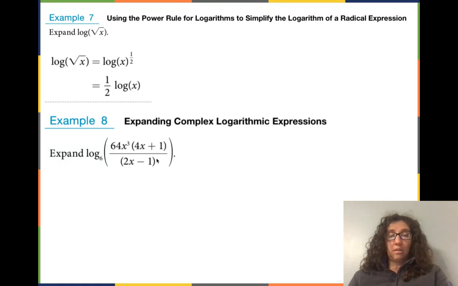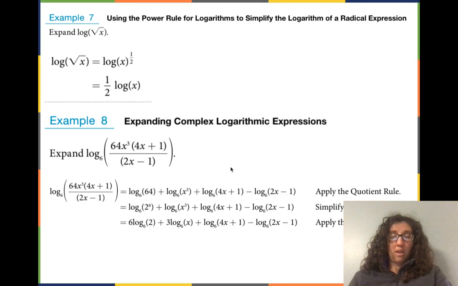Expand this. Okay, again, this is going to look complicated, but we're just using those 3 rules. We've got a quotient, so we're going to have this minus this. Then we're going to break apart all of the things we're multiplying together using the product rule. And then probably at the end, we're going to use the power rule to bring this 3 out in front. All right.